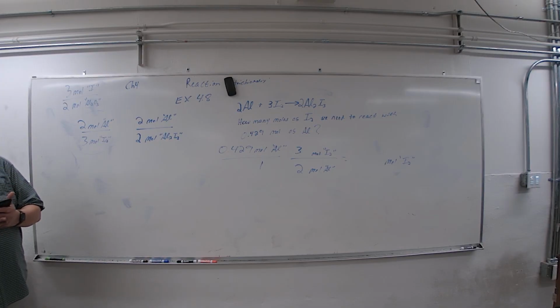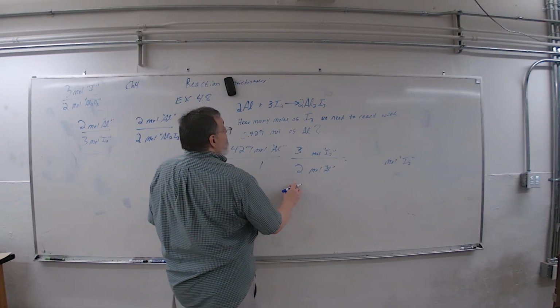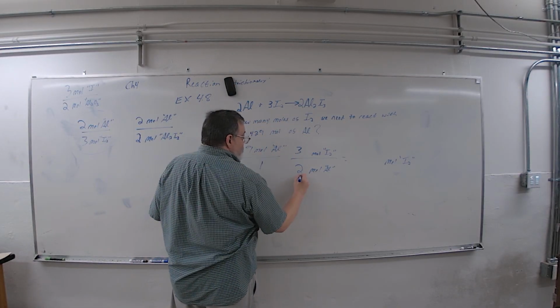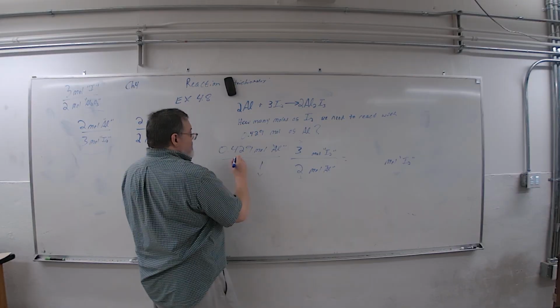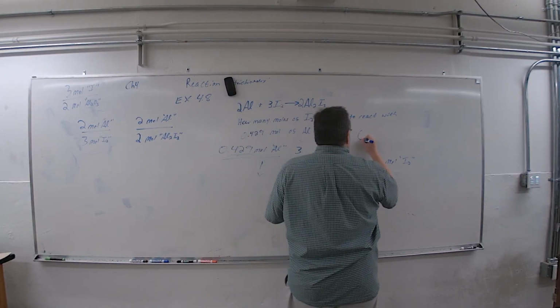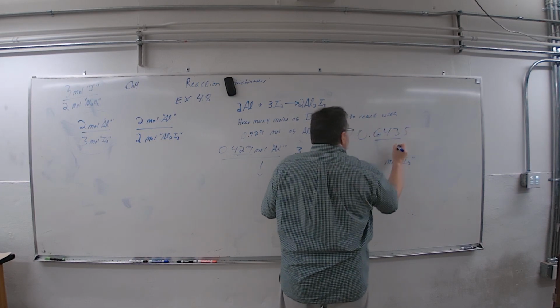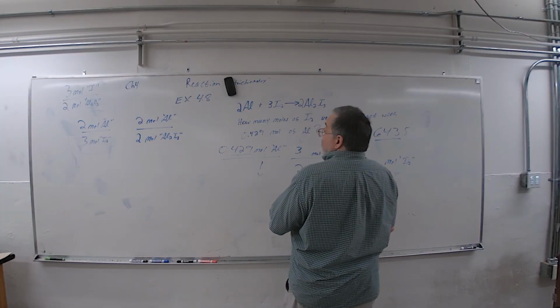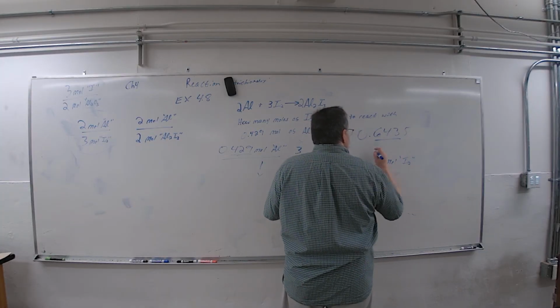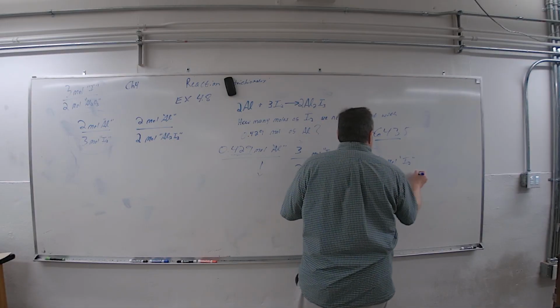So the answer, 0.429 times 3 divided by 2. In this case, these coefficients are exact, so that's exact, that's exact, that's exact. So this is where all of our significant figures come from. My calculator says 0.6435. 3 significant figures, right? Yes. The 5 rounds up. That's the answer.